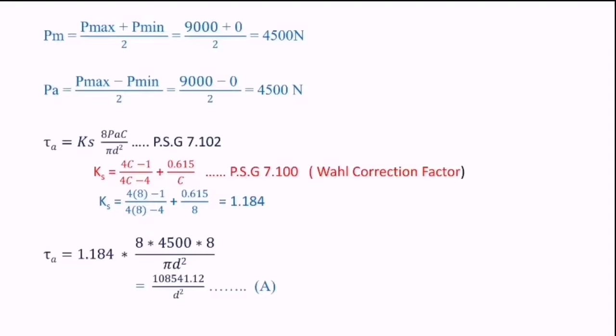Next step, finding out tau A. The relation is Ks into 8 Pa into C divided by pi d square. Pa we already found out. Next step will be to find out Ks. For Ks, we know the value of C. Substituting in the relation, I will get the value of Ks as 1.184. So using this value and Pa value, I will get the value of tau A as 108541.12 divided by d square. Let this be equation A.